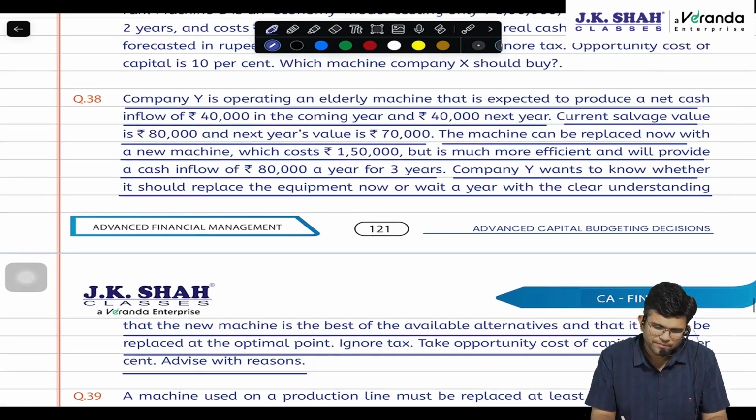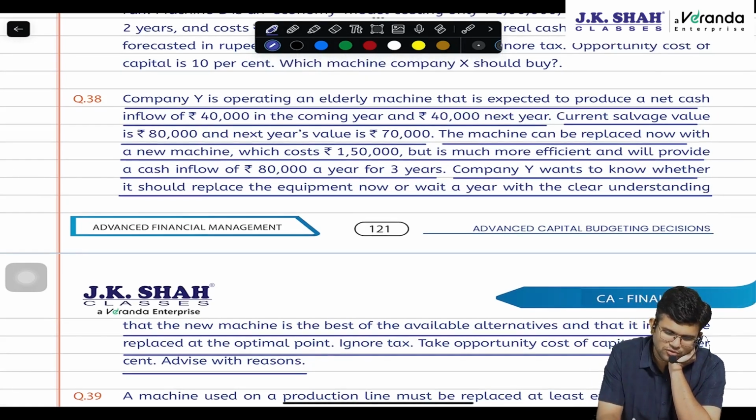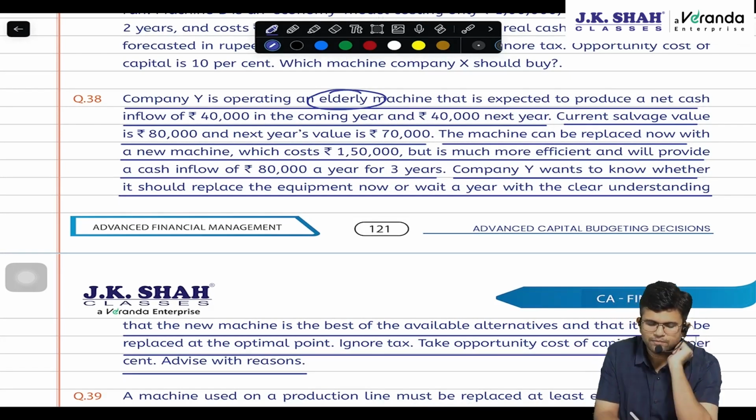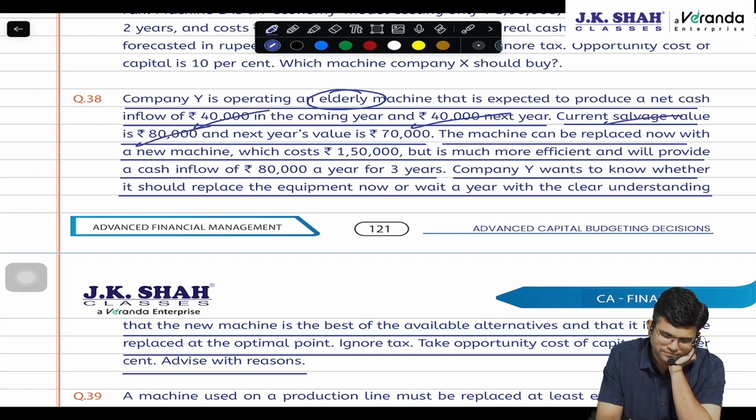So, what are they saying? They are saying that this machine is there. Elderly means basically it's an old machine, and it can produce 40,000 cash flow in first year and 40,000 in next year. Current salvage is 80 and next year salvage is 70. It can be replaced now with a new machine which costs 150 but is much more efficient and will provide 80,000 a year for 3 years. Company Y wants to know whether it should replace the machine now or wait 1 year.